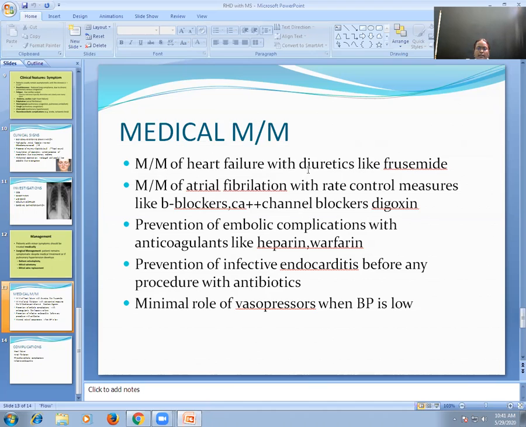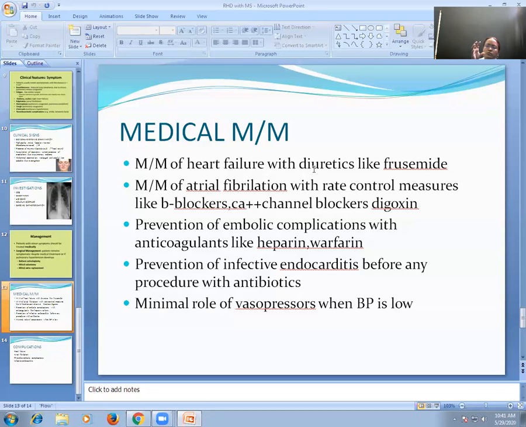So with the help of diuretics, you can remove that excess fluid from the body, excess fluid from the lung, excess fluid from your lower limb, that is when there is lower limb edema, when the patient has ascites. Ascites means fluid in the peritoneal cavity.